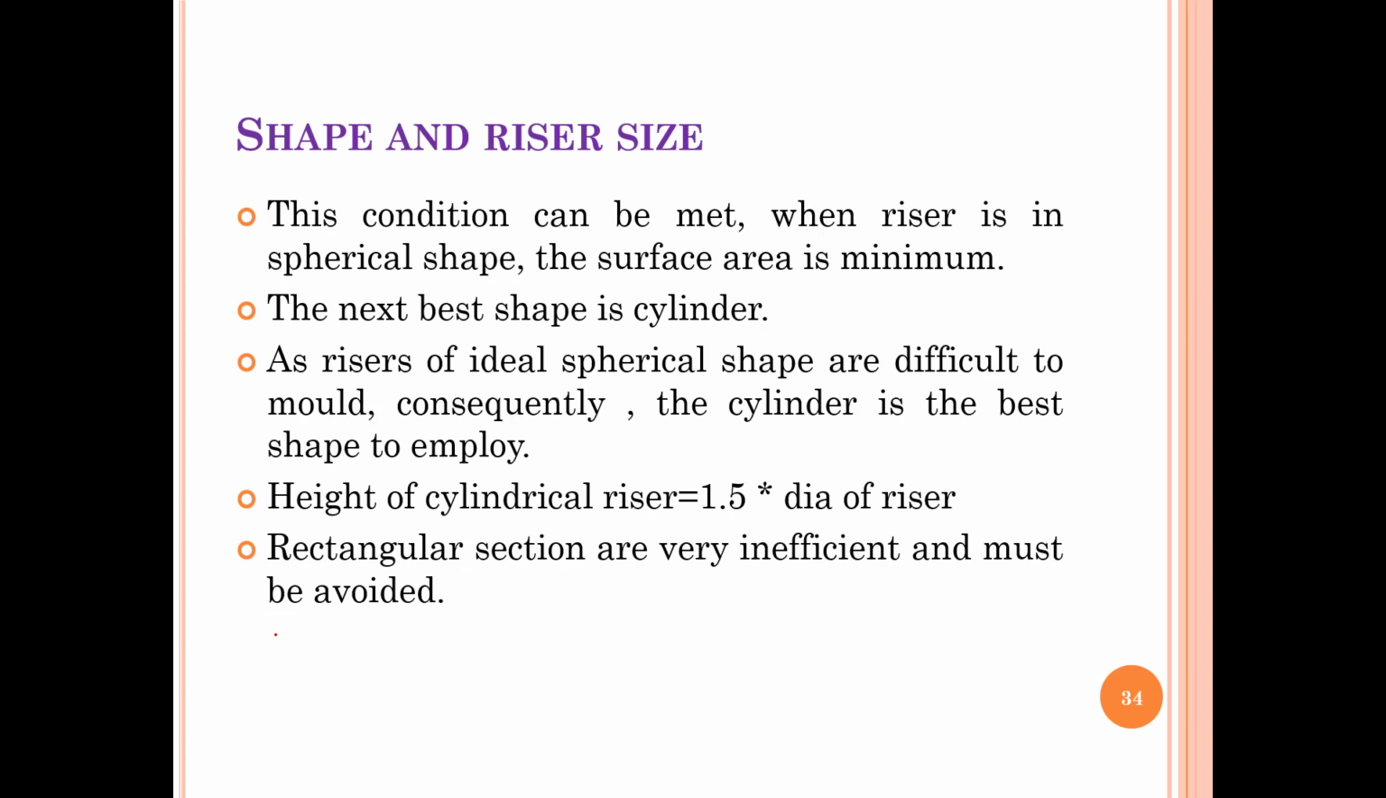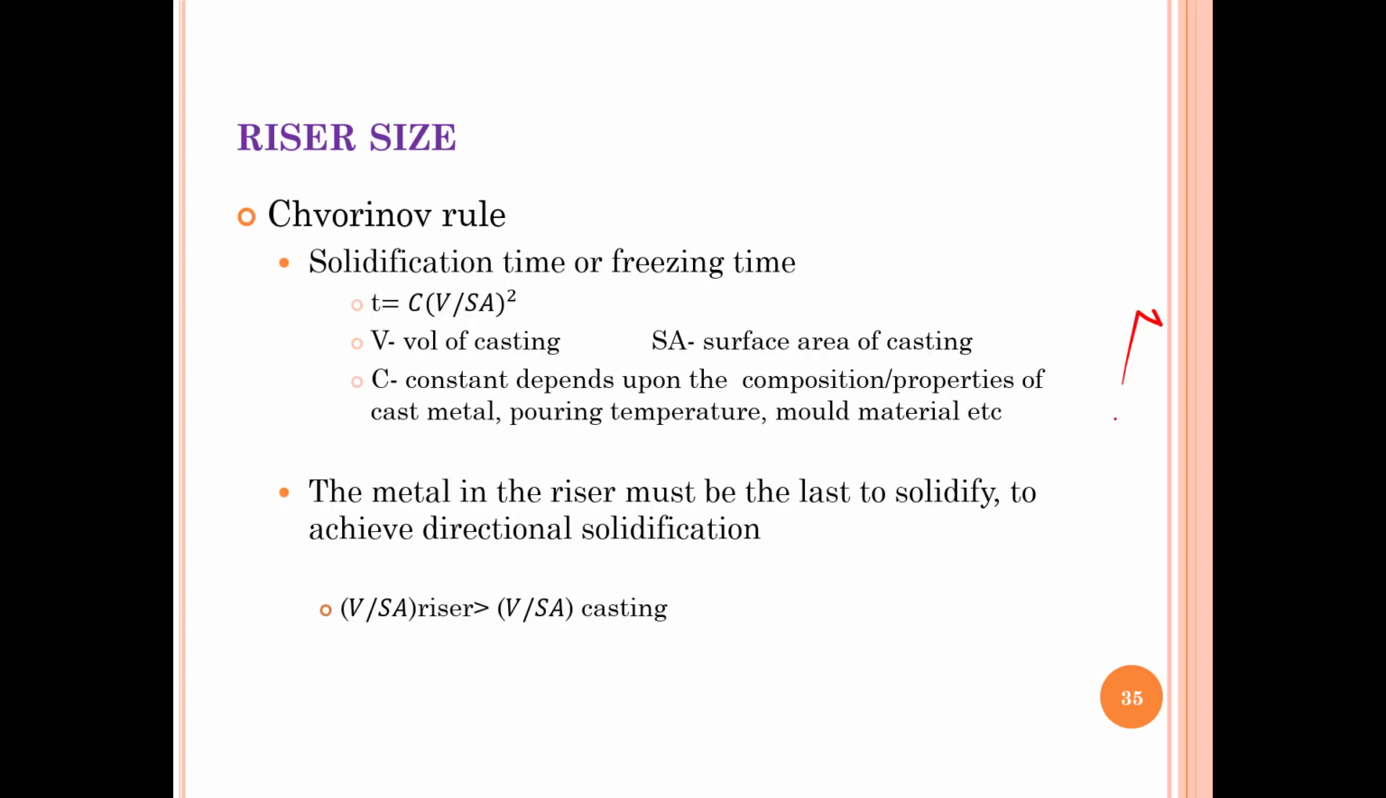This condition can be met when the riser is in spherical shape. The surface area is minimum at that time. The next best shape is the cylinder. As risers of ideal spherical shape are difficult to mold, the cylinder is consequently the best shape to employ. The height of the cylindrical riser can be calculated as 1.5 times the diameter of the riser. Rectangular sections are very inefficient and must be avoided. So the best sections are spherical and cylinder. Cylinder we can select for all purposes. It is best.